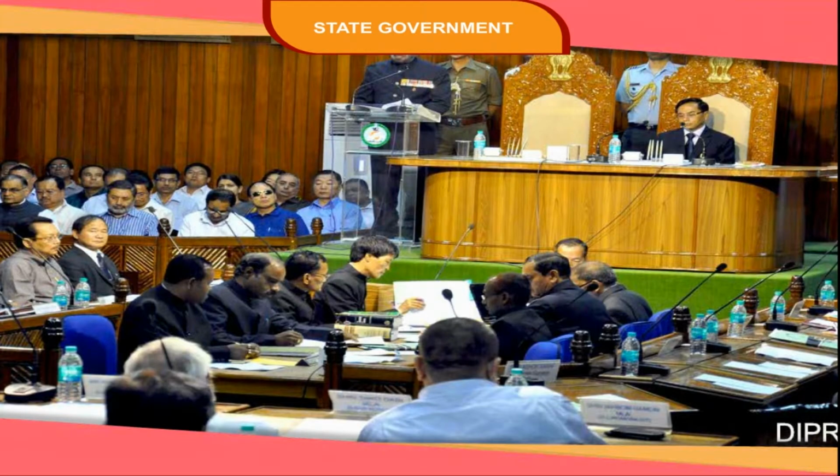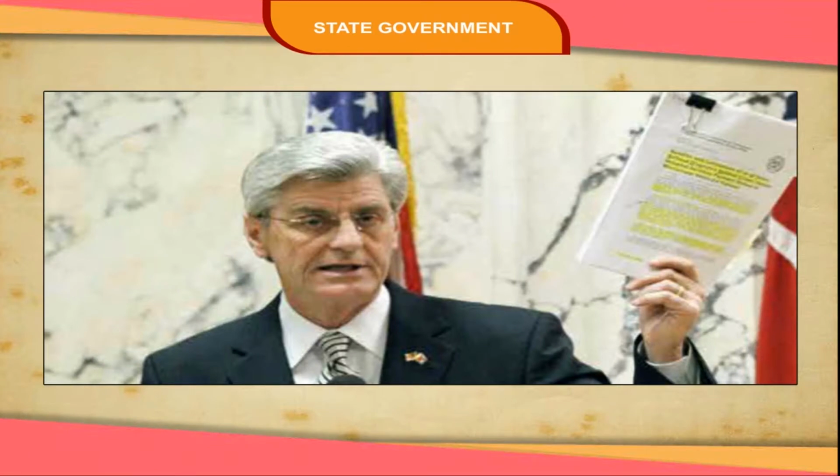Limitations on the powers of the state legislature. Bills on certain subjects cannot be introduced in the state legislature without prior approval of the President. Bills on certain subjects passed by the state legislature cannot be signed by the governor. They have to be sent to the President for his consideration and assent. The governor of the state can reserve any bill passed by the state legislature for the consideration of the President.